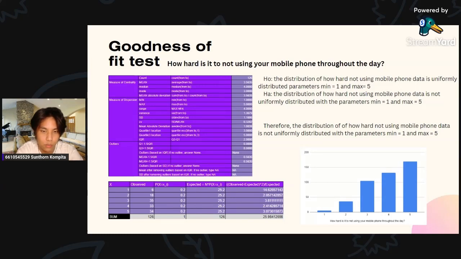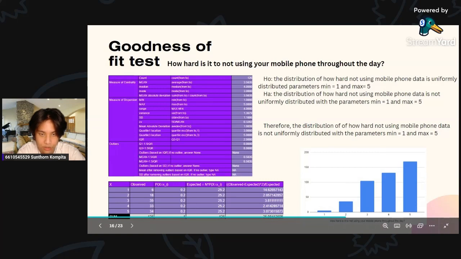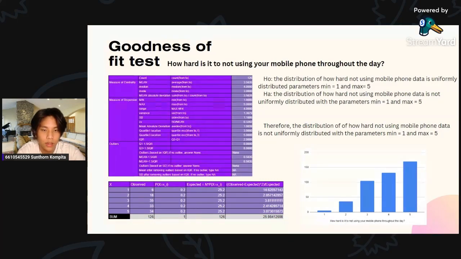For the hypothesis, we hypothesize that the distribution of how hard it is to not use the mobile phone is uniformly distributed. For the null hypothesis, we hypothesize that the distribution does not follow the uniform distribution. And the result is that the distribution of how hard it is to not use the mobile phone is also not uniformly distributed. So we rejected the hypothesis.